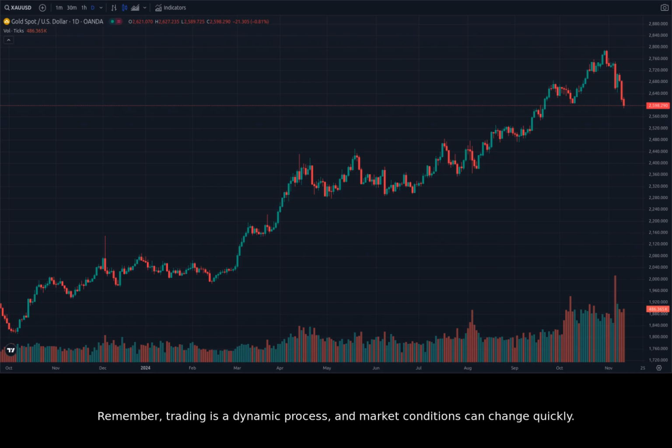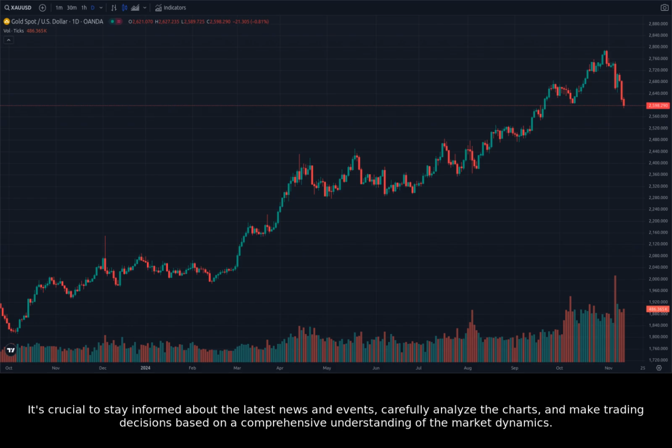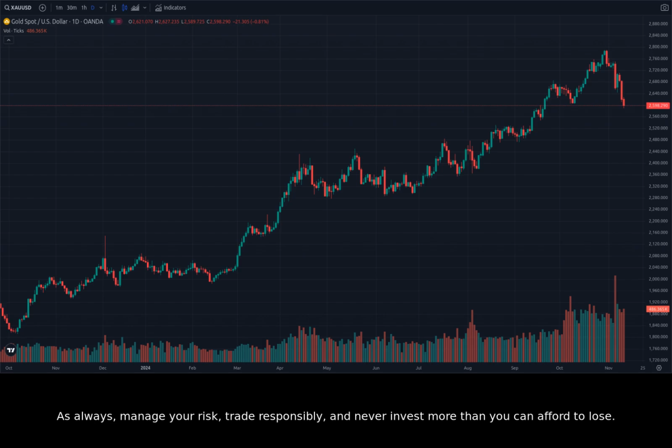Remember, trading is a dynamic process and market conditions can change quickly. It's crucial to stay informed about the latest news and events, carefully analyze the charts, and make trading decisions based on a comprehensive understanding of the market dynamics. As always, manage your risk, trade responsibly, and never invest more than you can afford to lose.